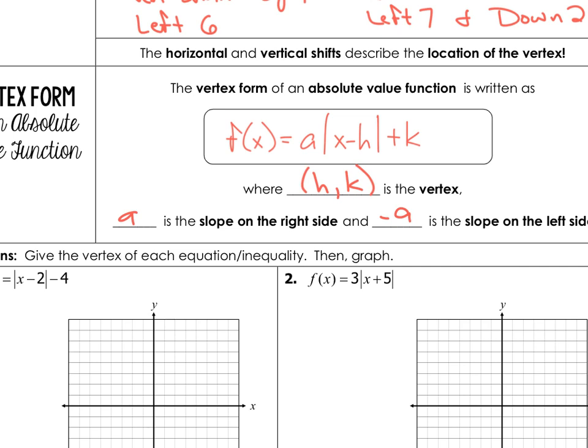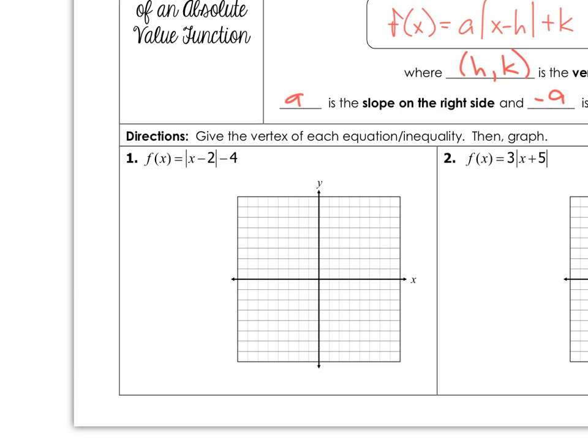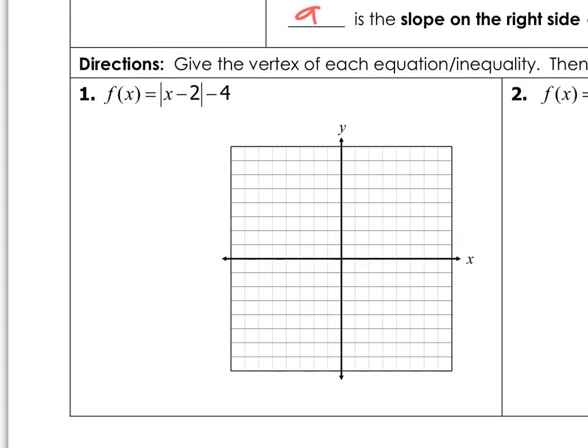Okay, so that helps us out a lot to be able to tell how much of a stretch or a shrink it should be. Okay, so the rest of this is just some examples. Our vertex of number 1 would be at 2 comma negative 4. So let's plot that point over 2, down to negative 4. Put down there. A is 1, so we go up 1 over 1 on the right hand side, up 1 over 1 on the left hand side, and then you make your lines. There you go. All right.